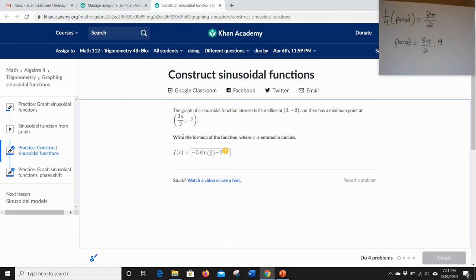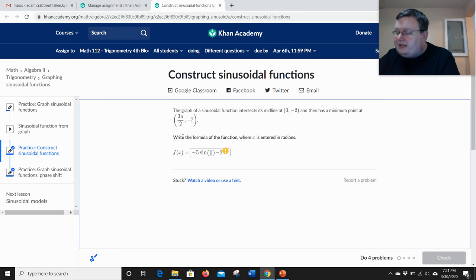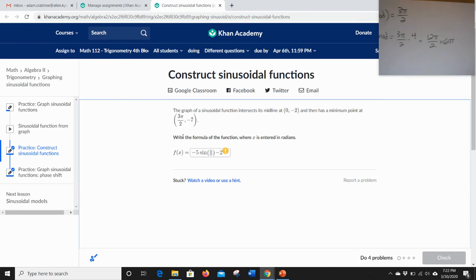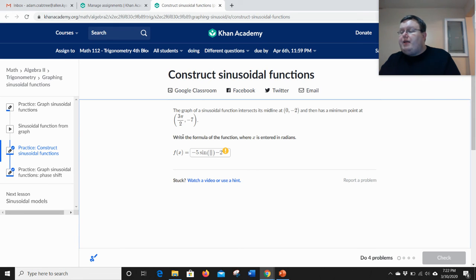Multiply both sides by 4. 1/4 times 4 is 1. So I get 1 times the period, or the period equals 3π/2 times 4. So now I'm going to simplify that. That's going to give me 12π/2, which is 6π. Three times 4 is 12, so 3π times 4 is 12π. 12π over 2 is 6π. So the period is 6π.